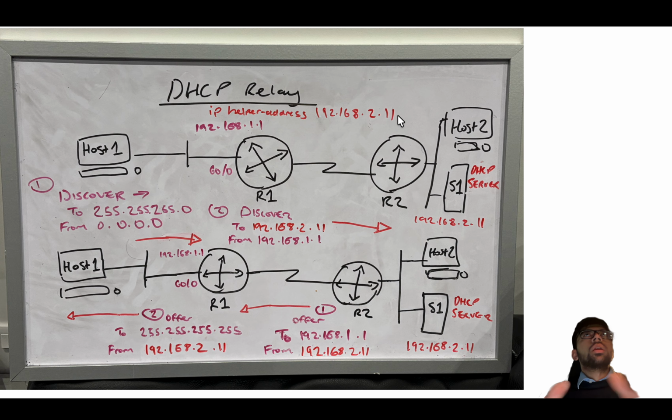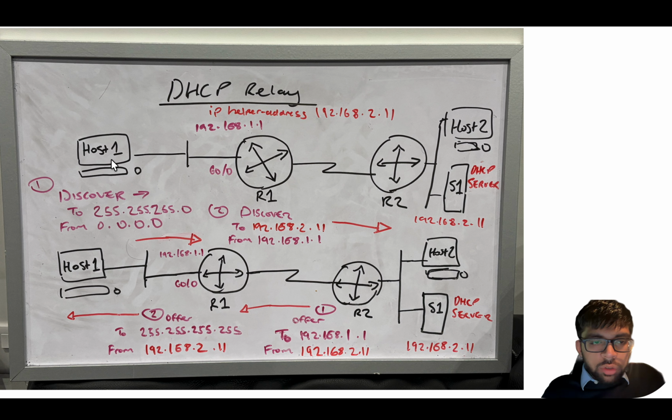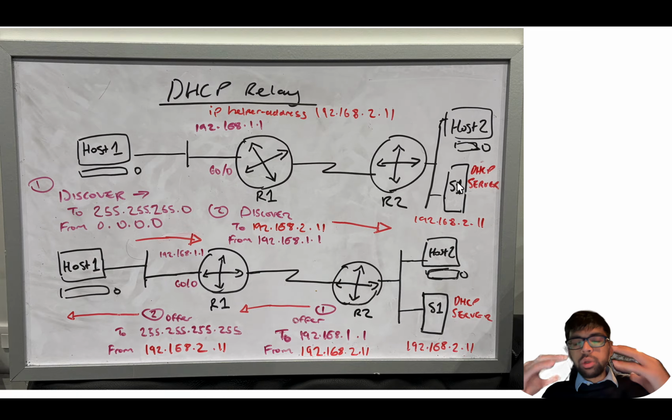What is DHCP relay actually all about? Here you've got host 1, router 1, router 2, host 2, server 1. You've got this guy in the middle, router 1 here. This is helping communication because host 1, when it wants to communicate with this DHCP server here, that DHCP server does not exist in the subnet. So DHCP relay is basically allowing communication between hosts that don't have a DHCP server in their subnet.